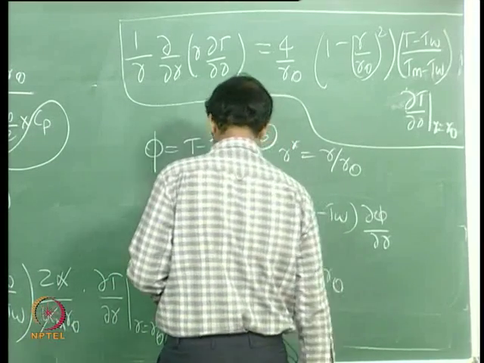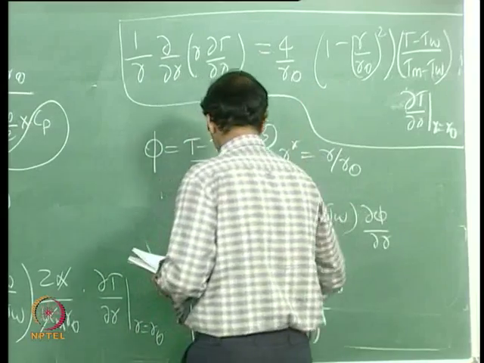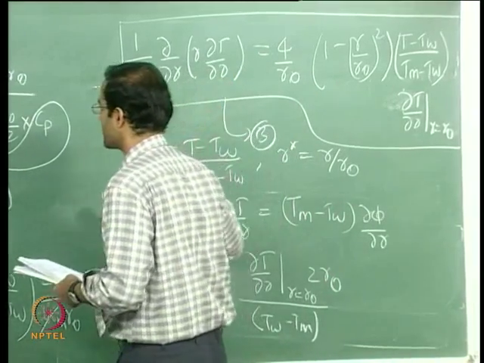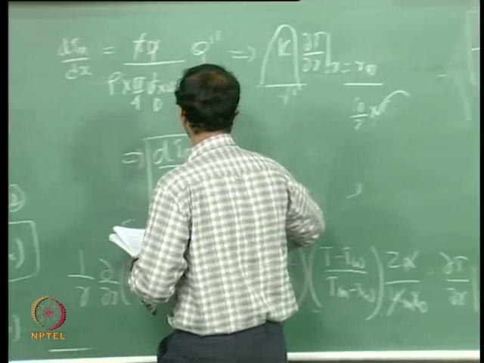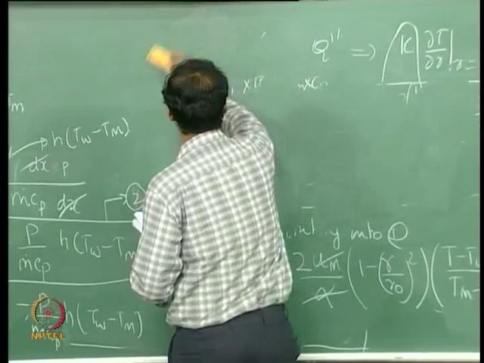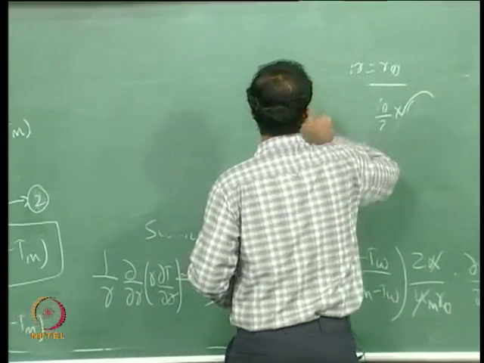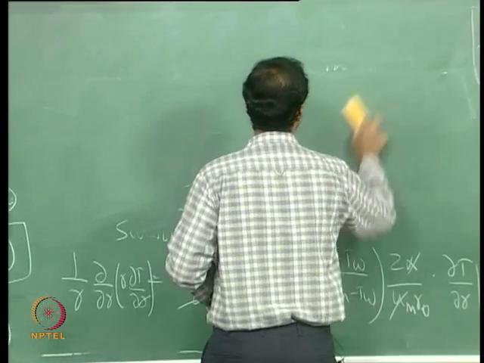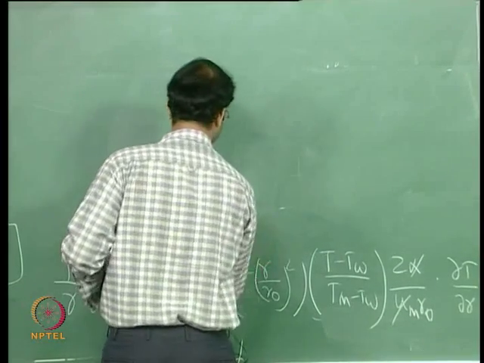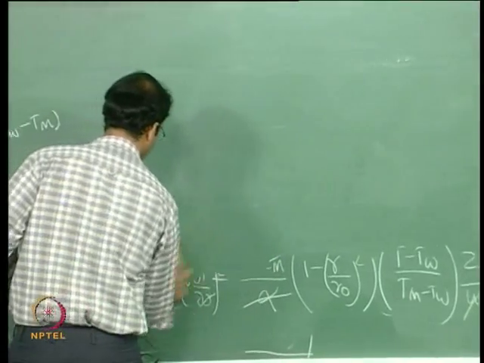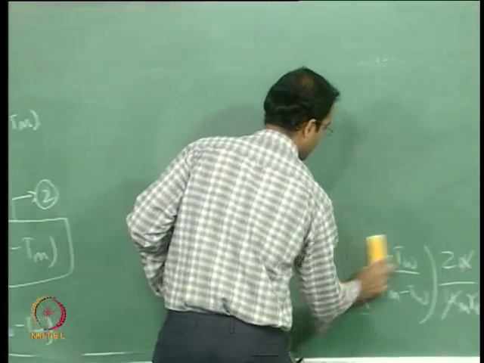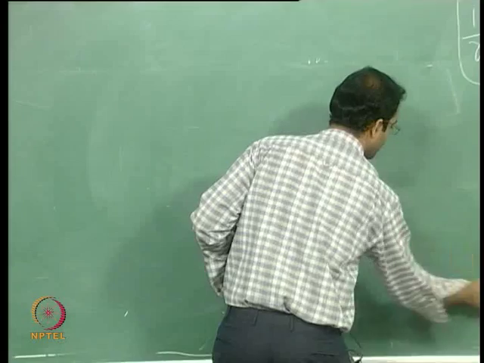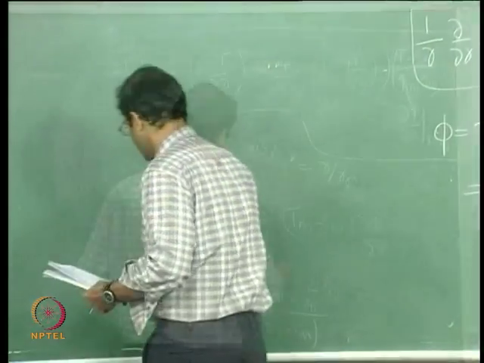If you use these expressions and substitute into this governing equation 3, I request all of you to do that and tell me what will be the final non-dimensional equation for phi in terms of phi and r star. With that we will stop for today.